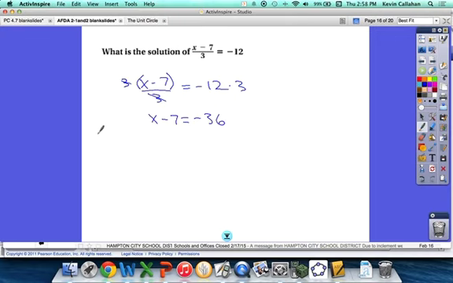And then last step, how do you undo a minus 7? You add 7. So that'll be x equals negative 29. Then you could check. Negative 29 minus 7 is negative 36. Negative 36 divided by 3, negative 12.